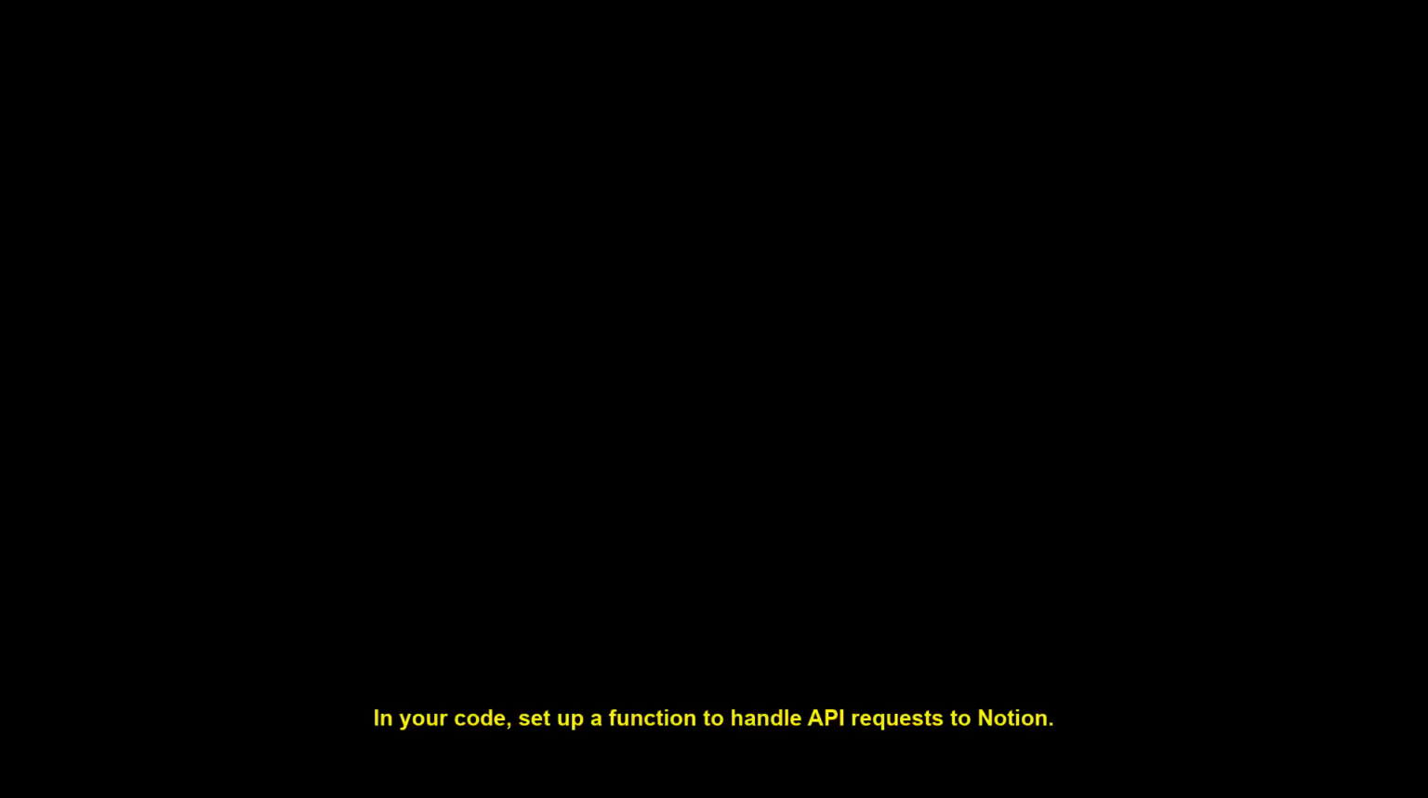In your code, set up a function to handle API requests to Notion. Include your integration token in the authorization header. Use the base URL for the Notion API, which is https://api.notion.com/v1. Also, specify the Notion version you are using in the headers.